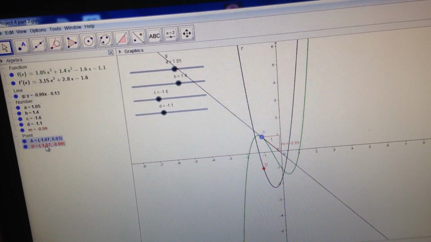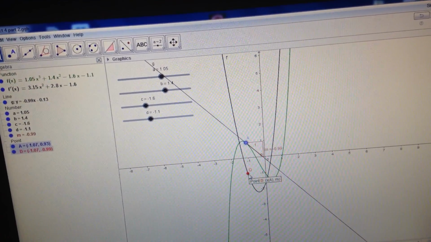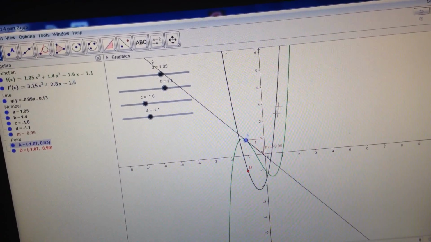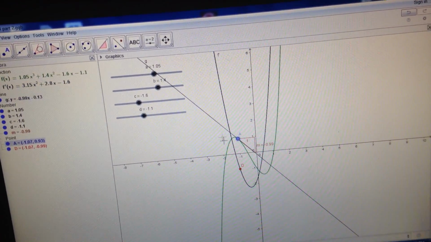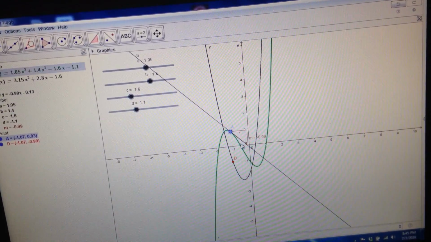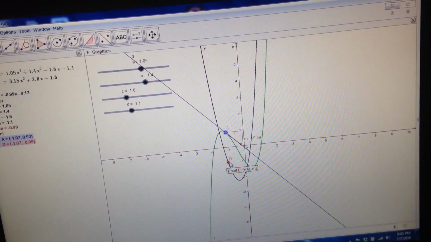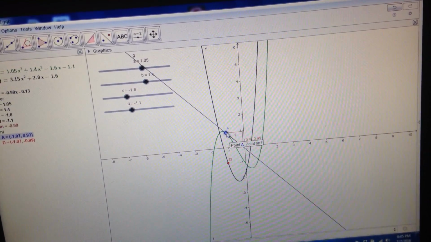And then we're also going to look at point D over here, which is a point on the derivative function, which is a parabola. It's an x squared. And the value of the slope of the line will be the value at D. It will be the y value at D. The x value will be the same as A.